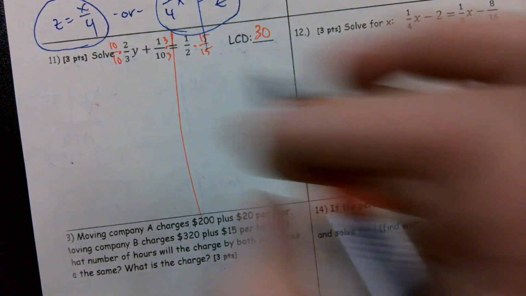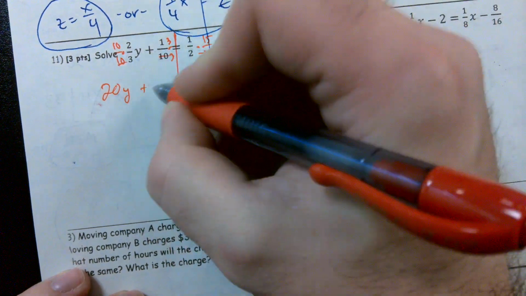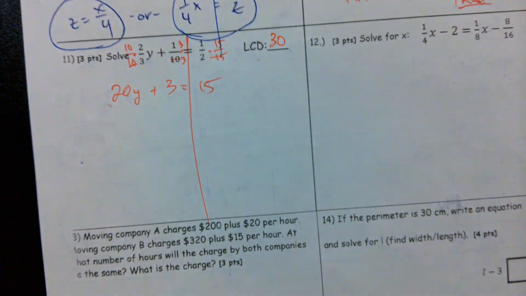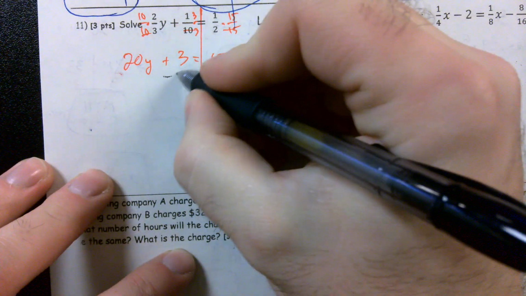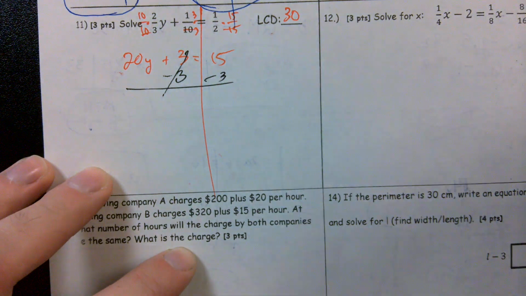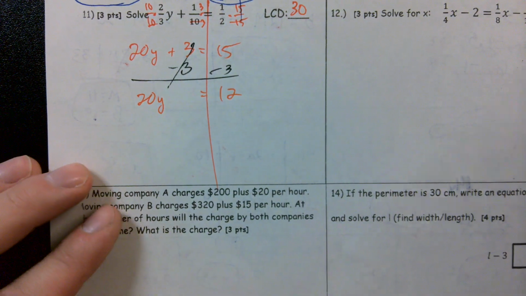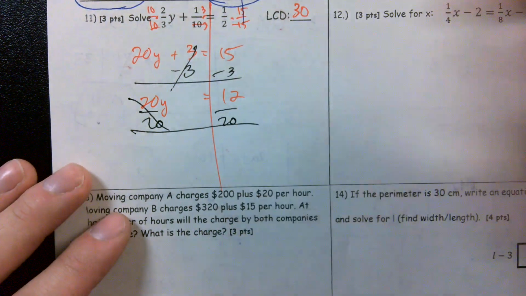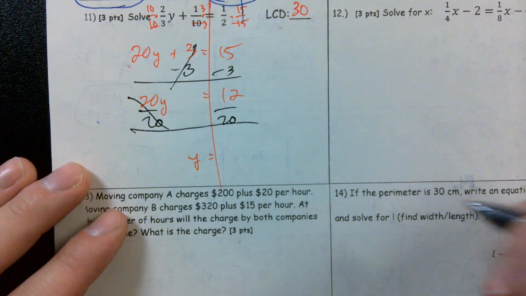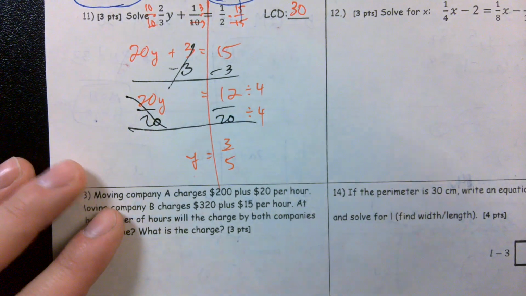All right. I see I'm going to get 30 across the bottom, so I'm going to cross them all out and solve the top. I got 20y plus 3 equals 15. What do I want to do now? Subtract 3. I get 20y equals 12. Divide both sides by 20. Can I simplify 12 over 20 at all? Yes. What does it come out to? 3 over 5. I divide the top by 4 and the bottom by 4.